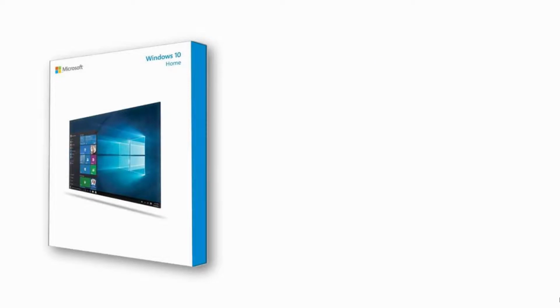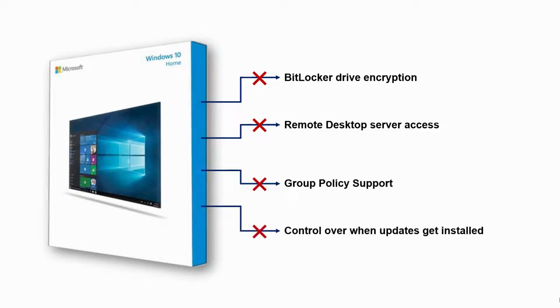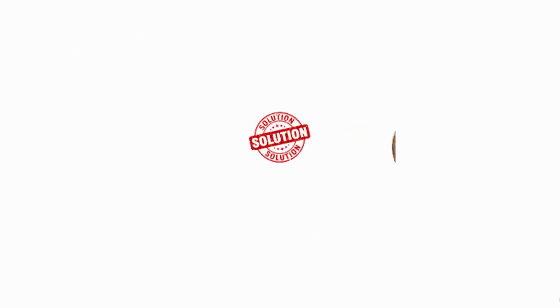Not only a feature like BitLocker, but Windows 10 Home or Home Single Language lacks some of the crucial features you may need for getting some real work done. Remote desktop server access, group policy support, control over when your updates get installed, and the list goes on. Now we need a solution.